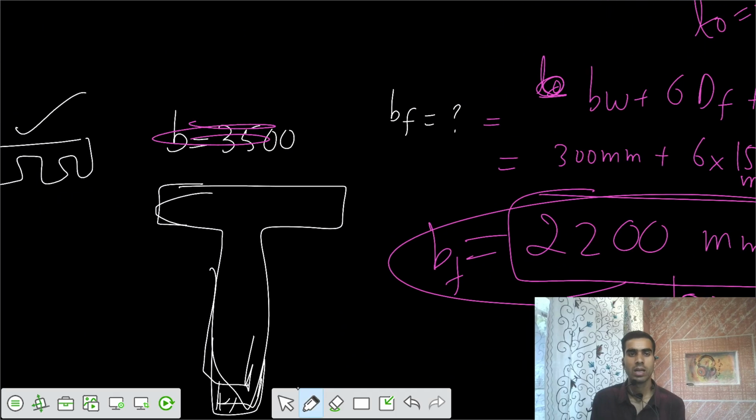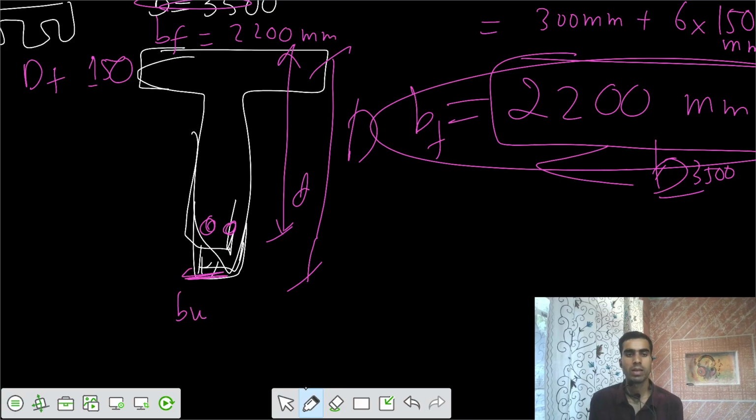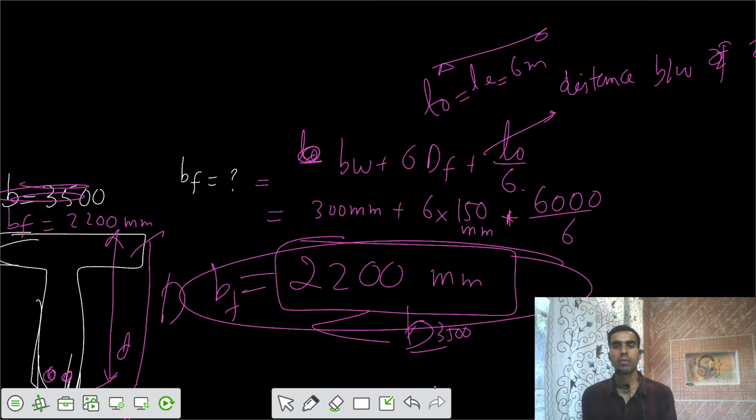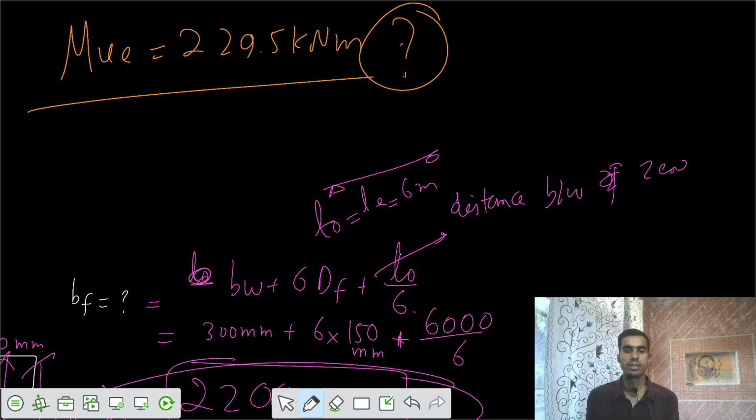So let's remove this one. I am going to say your BF is equal to 2200 millimeters, and there is some thickness of flange as DF 150, and there's some steel somewhere here, and total depth is D, and there is some small d, effective depth as small d, and there's some width of the web as 300 millimeters. So this is our design problem now, and we are applying how much bending moment? We are applying MU equal to 229.5 kilonewton meters. So for this moment, we have to design this beam.